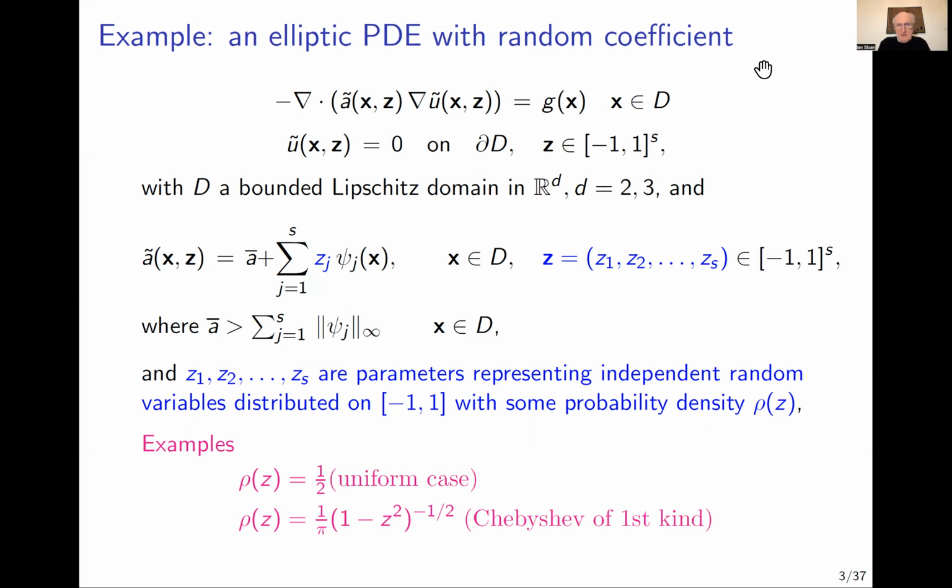So the permeability, the coefficient here, a tilde of x and z, is of the form a bar, which is the mean, plus the sum from 1 up to s of z_j, the j-th component of z, times psi_j of x, where this is a given vector, and z_1 up to z_s are parameters representing independent random variables distributed on -1 to 1 with some probability density function.